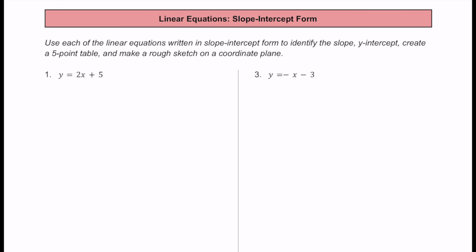Let's practice working on linear equations together, and specifically when they're written in slope-intercept form. In each of these practice problems, we're going to use the linear equations written in slope-intercept form. We're going to identify the slope, identify the y-intercept, create a 5-point table, and then finally make a rough sketch so that we can see what this graph looks like on a coordinate plane.